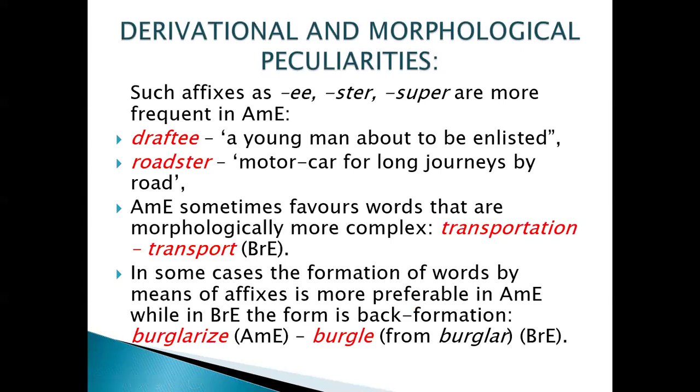Derivational and morphological peculiarities. Such affixes as -ster, -super are more frequent in American English. Draftee, a young man about to be enlisted. Roadster, motor car for long journeys by road. American English sometimes favors words that are morphologically more complex.